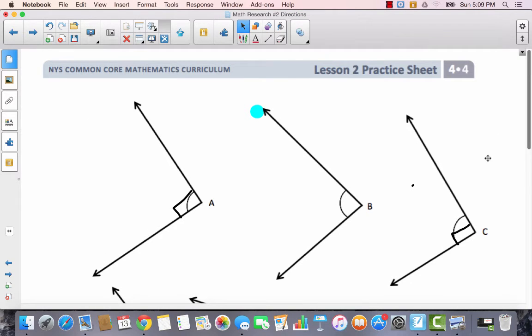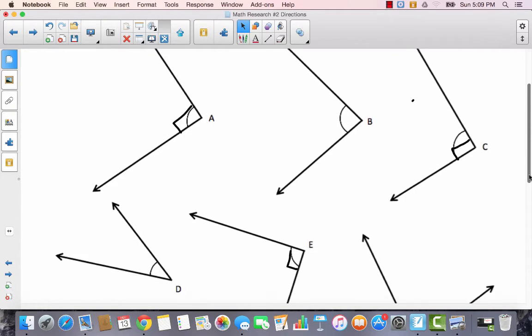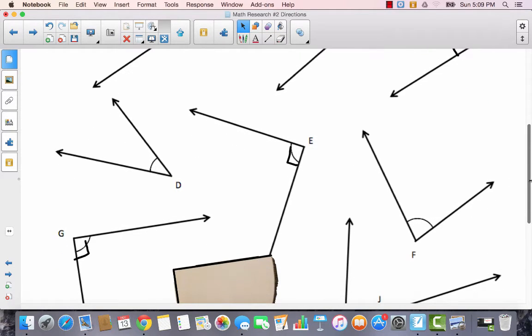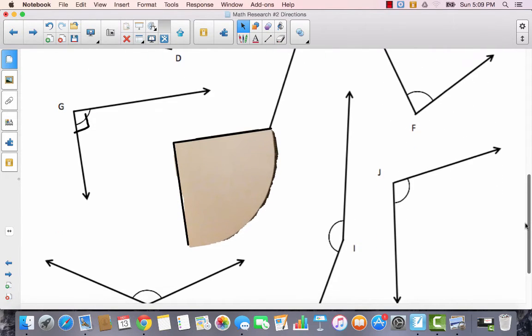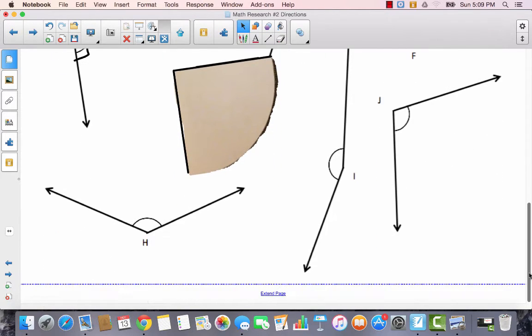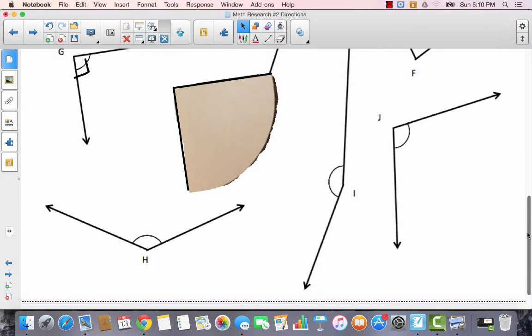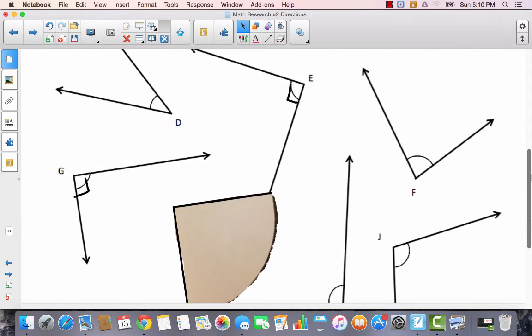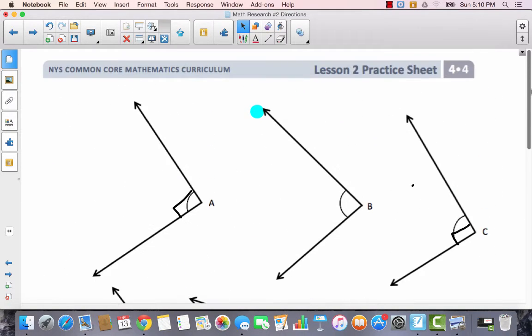Okay, so let's look at the other angles that you found to be right angles. Did you find C to be a right angle? You should have. And you also should have found E to be a right angle. And also, you should have found G to be a right angle. So what do you notice about the other angles that are not a right angle? What do you notice about them? Well, some are less than a right angle, and some were more than a right angle.